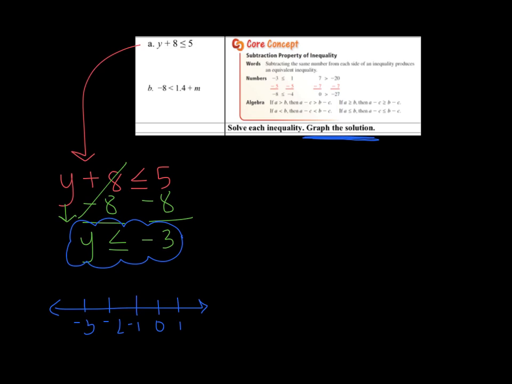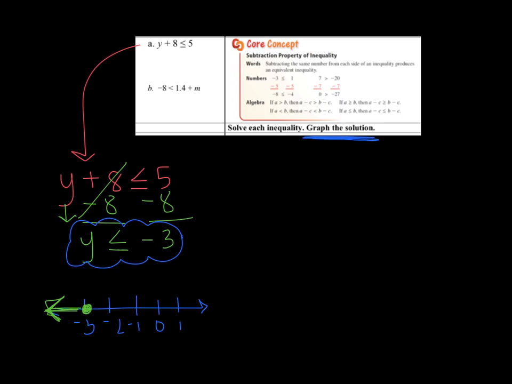And since this is less than or equal to, once again, I have a closed dot on negative 3, but the numbers that are less than or equal to that would be to the left of that on the number line. So my ray points left. Okay, why don't you go ahead and pause and see if you can solve B.